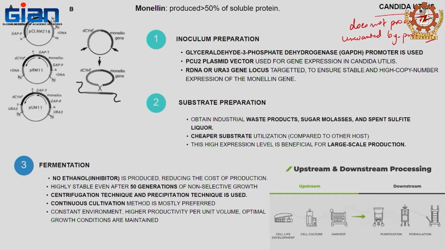And when it comes to the fermentation process, it is extremely stable compared to other host organisms. A study found that even after 50 generations of non-selective growth, it remained stable without any major changes. The common techniques used are centrifugation and precipitation, as done with other proteins. And regarding the other processes, next slide.